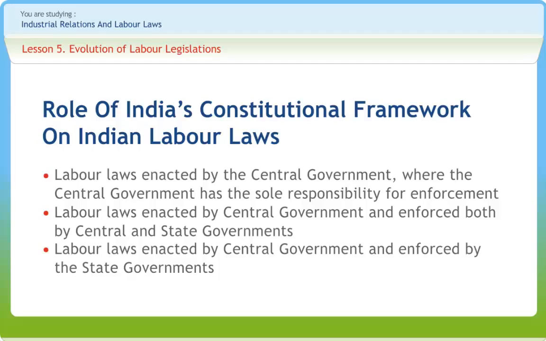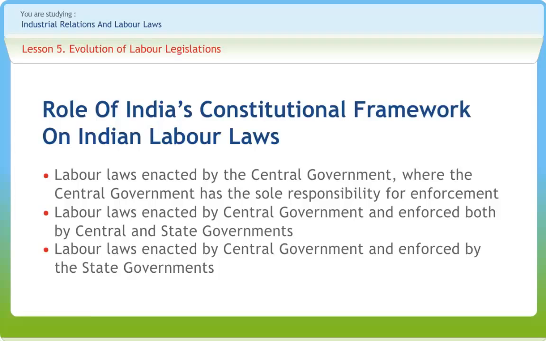Some of the labor laws enacted by the central government, where the central government has the sole responsibility for enforcement, are the Employees State Insurance Act 1948, the Employees Provident Fund and Miscellaneous Provisions Act 1952, the Dock Workers Act 1986, the Mines Act 1952, the Beedi Workers Welfare Cess Act 1976, the Limestone and Dolomite Mines Labor Welfare Fund Act 1972.